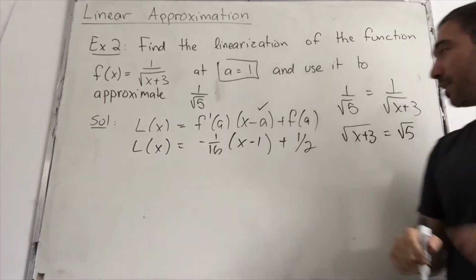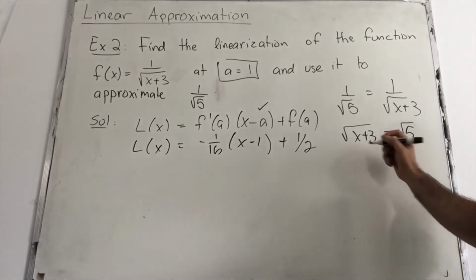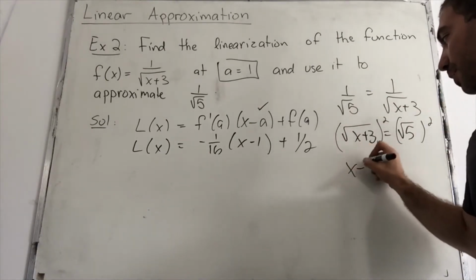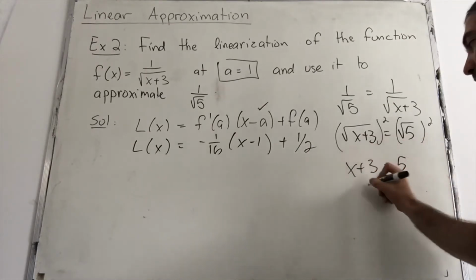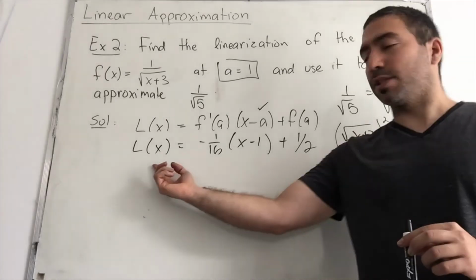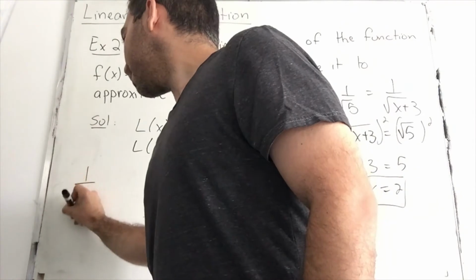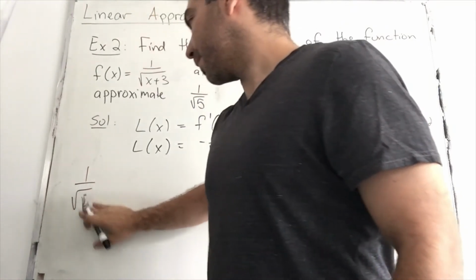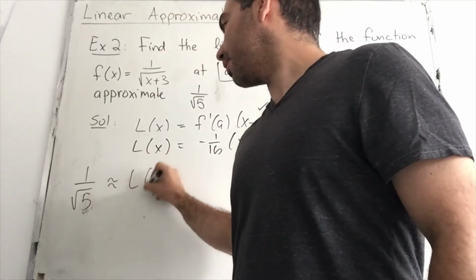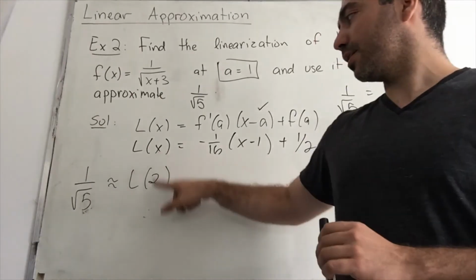Next, we square both sides. If you wanted to square both sides at the previous stage, that would also work, that's fine. So let's go ahead and square it, giving us x plus 3 equals 5. Moving the 3 over, we get x equals 2. Okay. So this is the value of x that we're going to substitute into our linearization formula. So 1 over square root of 5 is approximately L of 2. That was the x value that we got here. So I'm replacing x with 2.